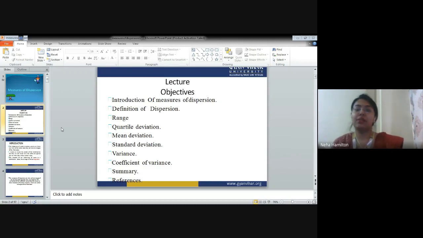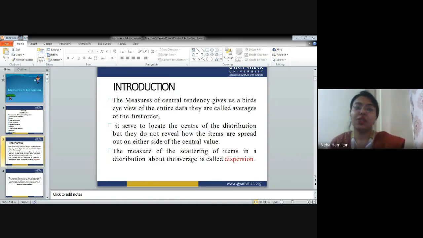We are going to understand dispersion, range, quartile deviation, mean deviation, standard deviation, variance, coefficient of variance. These all things we are going to understand in this lecture. Let's do a quick recap of what we have studied in the last lecture so that we can get into the rhythm of standard deviation. We can come to that topic.